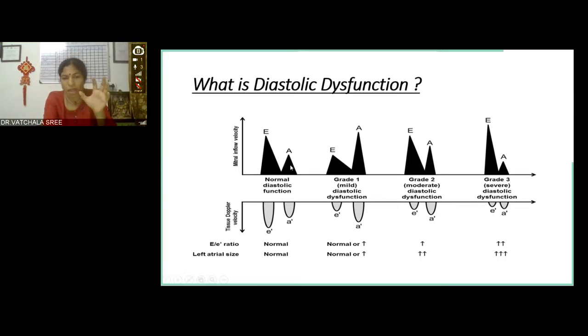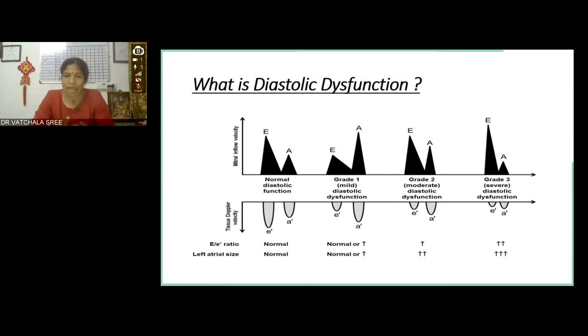So this is what normally happens. Now what happens in diastolic dysfunction? Well, here I have put a slide where I have graded the diastolic dysfunction into grade 1, grade 2, grade 3. Some of you at this stage might be confused that there are actually 4 grades in diastolic dysfunction, but we'll clarify that in the next slide. For the time being, I'm just going to stick to grade 1, grade 2, and grade 3.